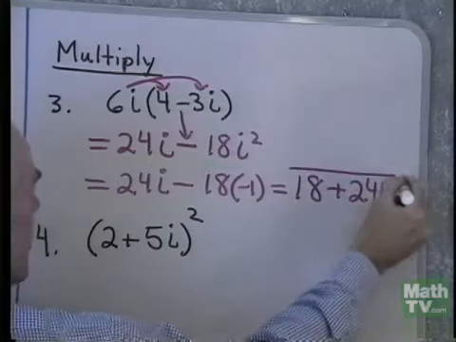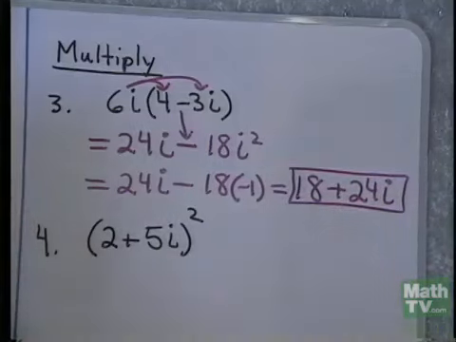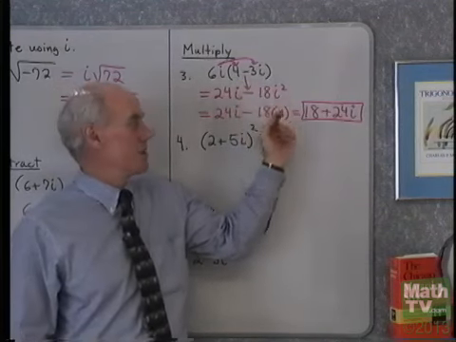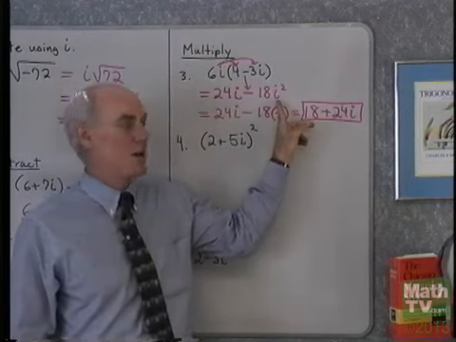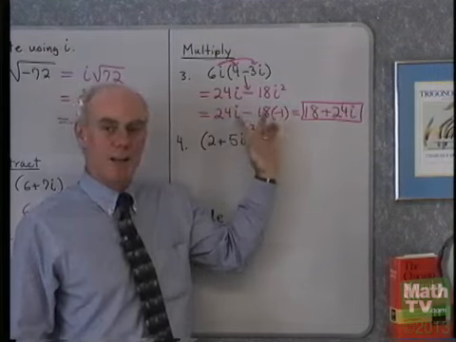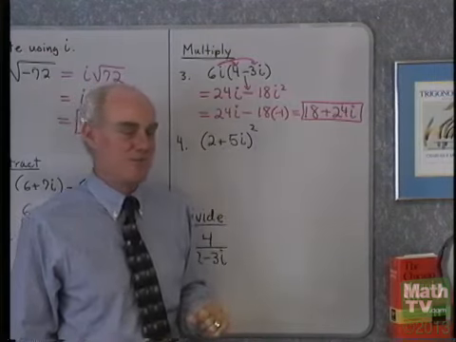plus 24i. So this kind of multiplication works just the same as multiplication with polynomials, except that if I run across an i squared, I replace it with -1, and that allows me to do a little more simplification.